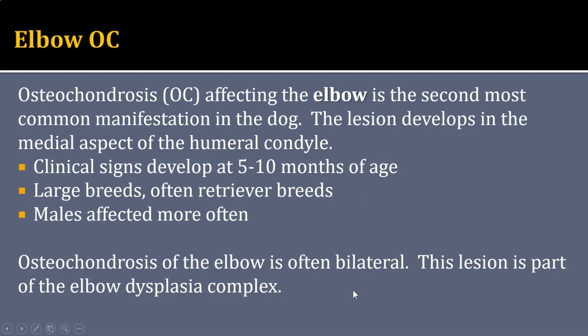Clinical signs develop typically between 5 to 10 months of age, and large breeds are again the breeds that are affected by elbow osteochondrosis, and oftentimes in the elbow it is actually the retriever breeds. As with shoulder osteochondrosis, males are affected more often than females. Osteochondrosis of the elbow is often bilateral, and osteochondrosis is a lesion that is part of the elbow dysplasia complex, and we will learn more about elbow dysplasia and all of its components in a future presentation.